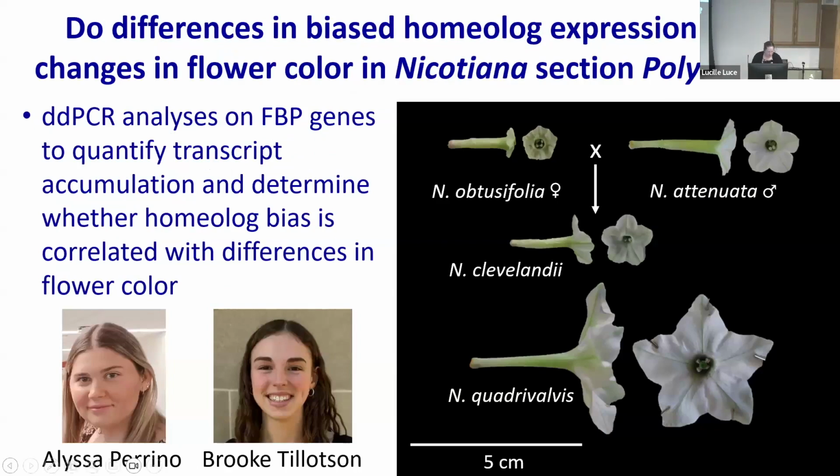I'm going to move this so we can see Alyssa's name. Some new folks who are using ddPCR, but now we're developing two different primers to still get the expression data out, two different reactions this time, but Alyssa Perino and Brooke Tillotson are working on this project, and we're taking those 1 million year old polyploids and seeing what's happening with homeolog bias in them.